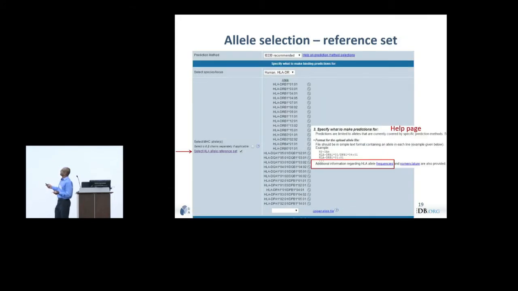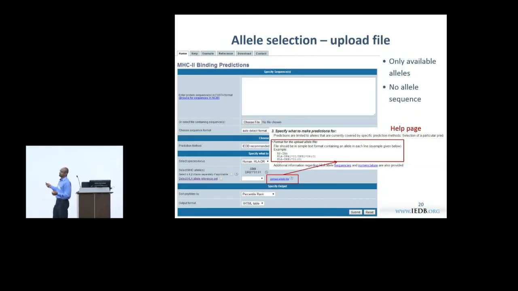The next one is the reference set. Similar to the class 1 most frequent allele reference set, we have a set of 26 alleles in case of class 2. By checking this box here, you can automatically select those most frequent alleles. We can use this in different applications, which I will explain later. More details on this are available at the help page, section 3. There's a link to the allele frequencies, which you can refer to.